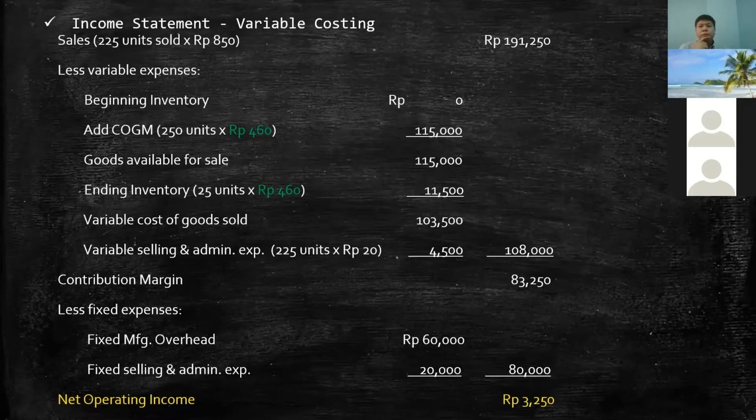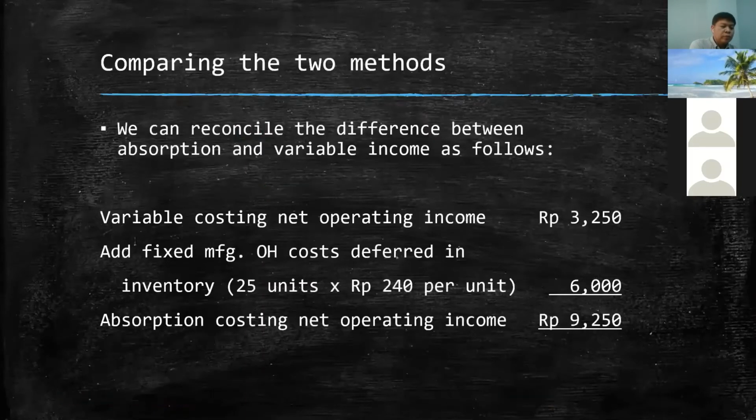83,250. Now we will be deducting all of the fixed expenses that we have. We have fixed manufacturing overhead and fixed selling and administrative expense. So that will be 60,000 and 20,000. We get this from the given that we have a while ago. So that would be 80,000. Net operating income would be 3,250. So now, as the requirement of the second part is also asking for the explanation of the difference, we can reconcile the difference between absorption and variable income as follows. Variable costing net operating income is 3,250, the one that we got just a while ago.